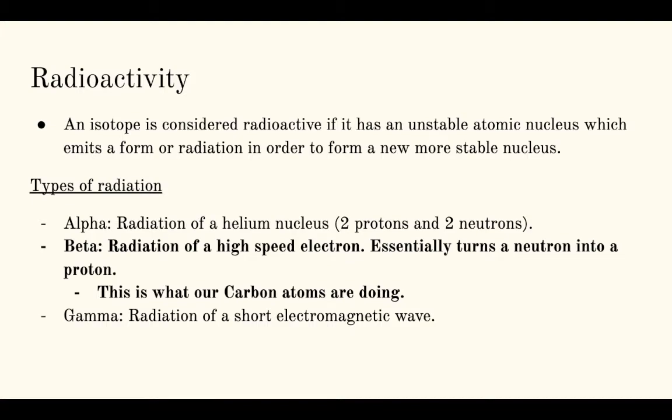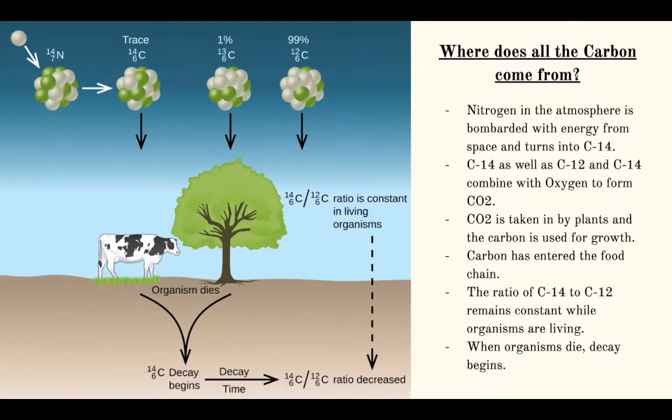Beta radiation is radiation of high-speed electrons. It essentially turns a neutron into a proton. And this is what our carbon-14 atoms are doing as they undergo decay. Gamma radiation is radiation of short electromagnetic waves.